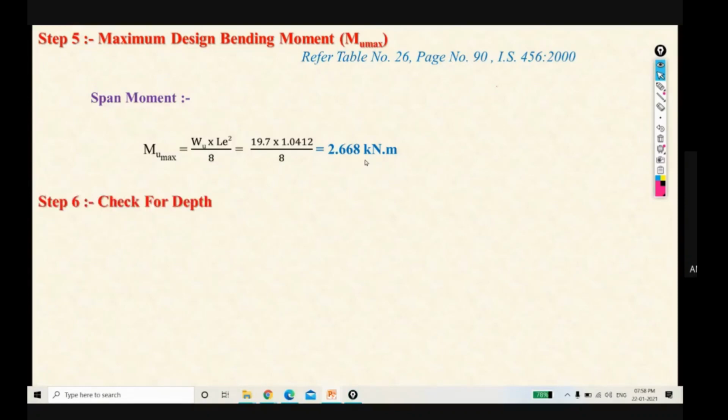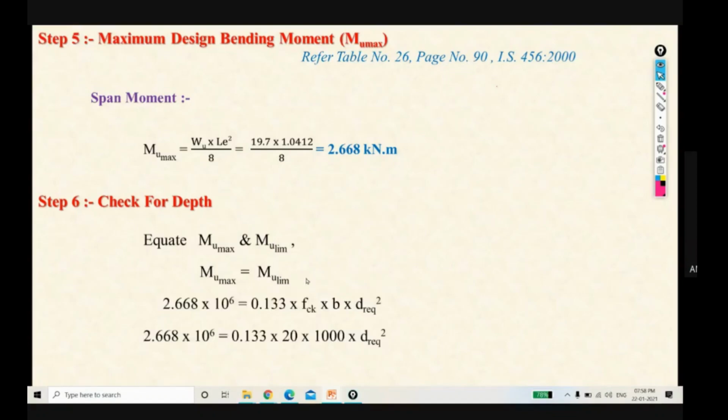Okay, so for that, the next step is to check the depth as per the bending moment. Now just compare your Mu max and Mu limit, where Mu max is the maximum bending moment and Mu limit is the limiting moment or the moment of resistance. That limiting moment of resistance depends on the grade of steel. Here we have provided 500 grade of steel, that is Fe 500. For Fe 500 our limiting moment of resistance is 0.133 fck bd square.